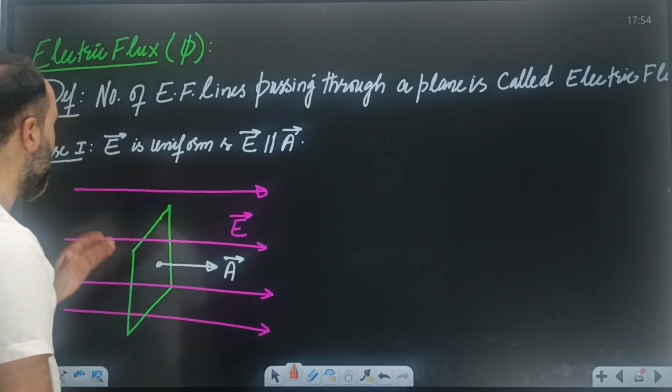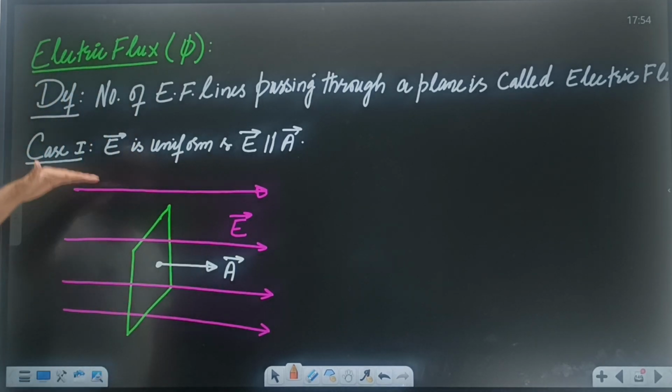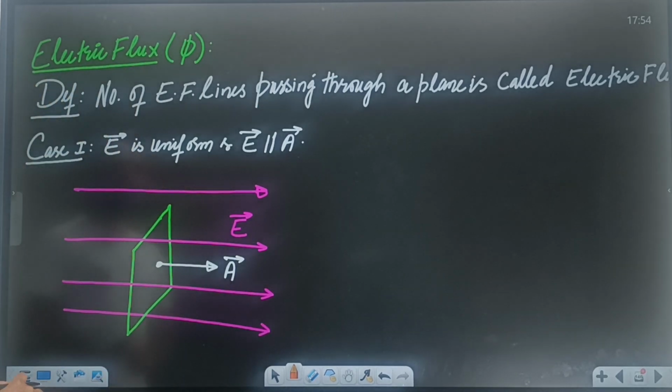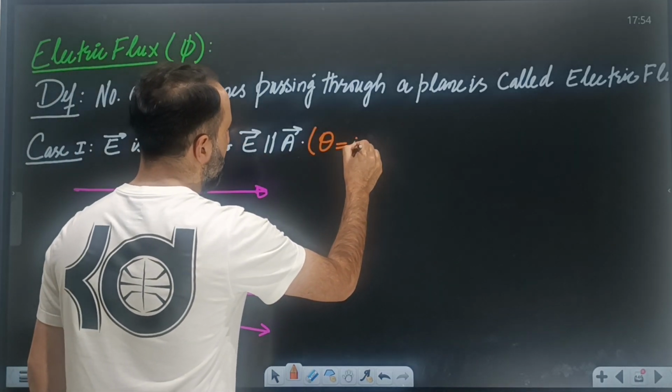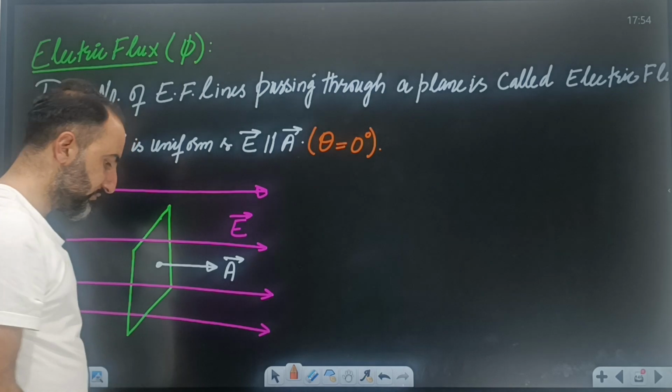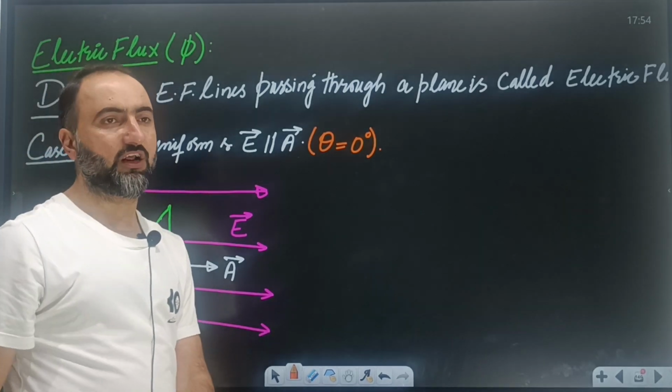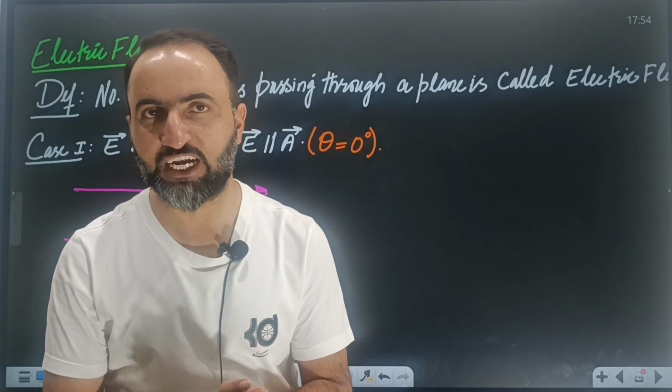Okay. Now there are different cases. Case first is that the electric field is uniform and the electric field and area are parallel to each other. That means theta is equal to 0 degree. Keep this in mind here. Now for example, there is any rectangular sheet.